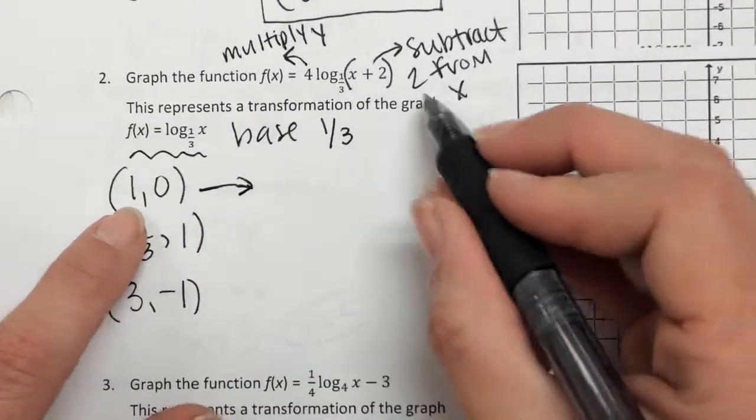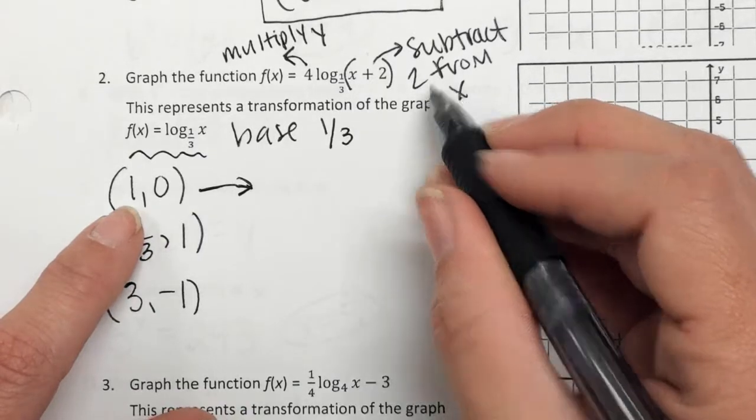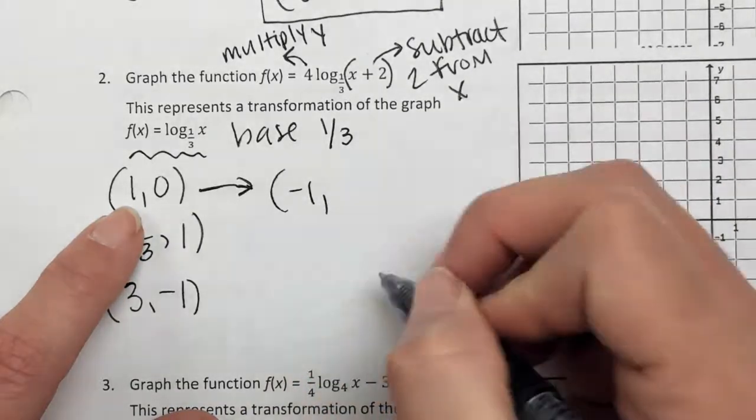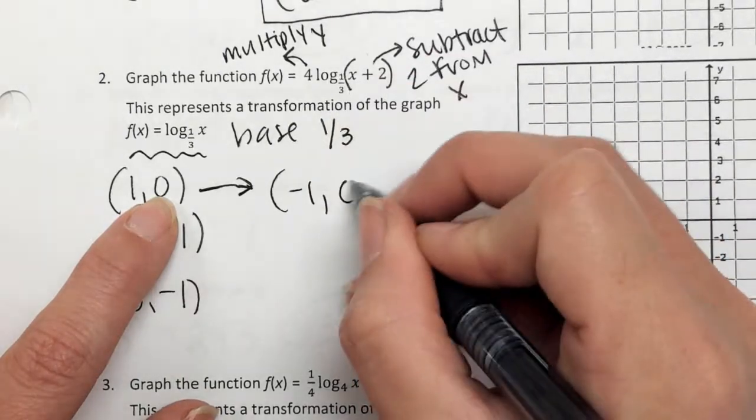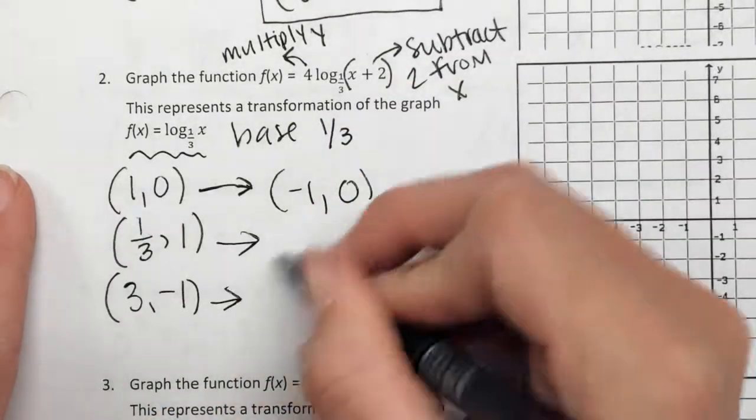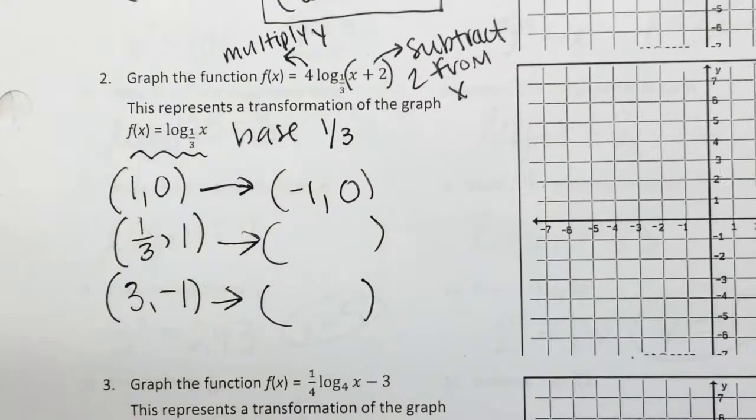Alright, what's 1 minus 2? Good. And then what is this 0 times 4? Transform your other points. Again, I am subtracting 2 from the x's and then just multiplying your y's by 4.